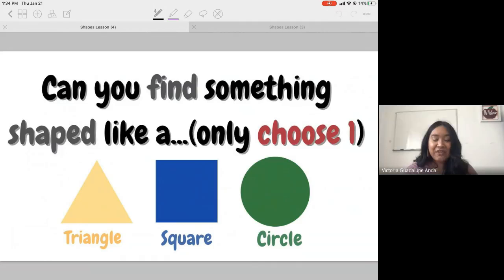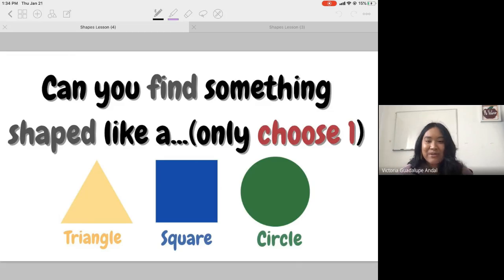Okay, it looks like friends are coming back. Okay, waiting for a few more. All right, looks like everybody is back. Okay, so make sure you have your object in your hand, okay? When I call your shape, you're gonna show me what you found. If you found something shaped like a triangle, go ahead and hold up your object.